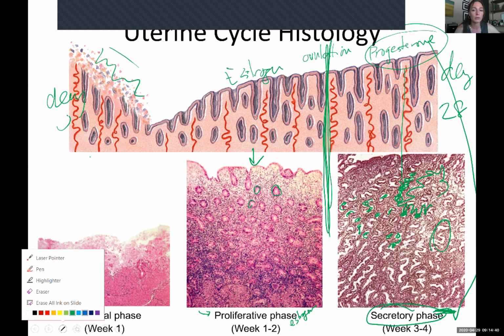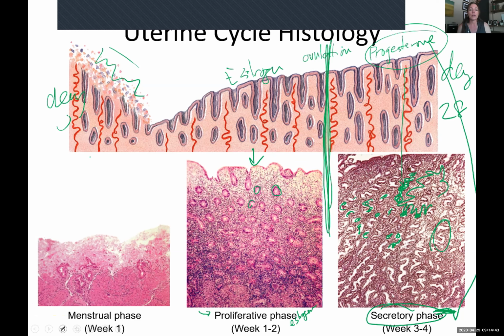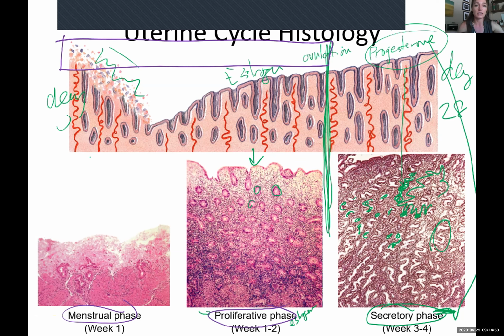Maybe I'll use purple. So our menstrual and proliferative phases in the uterus, this section here, are the same as our follicular phase in the ovary. Then the secretory phase, which is the last 2 weeks, I'm going to put a little square here and write over. This would be our luteal phase.